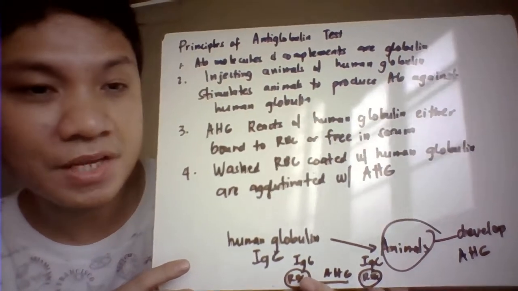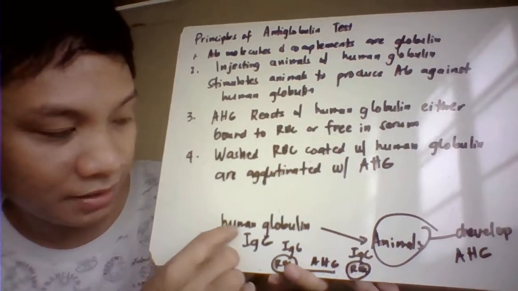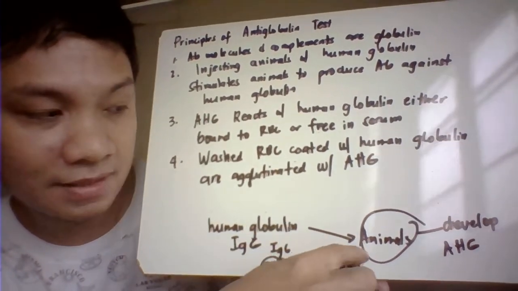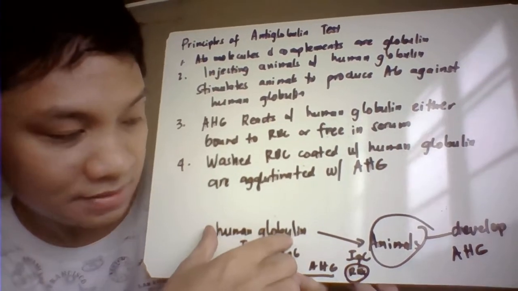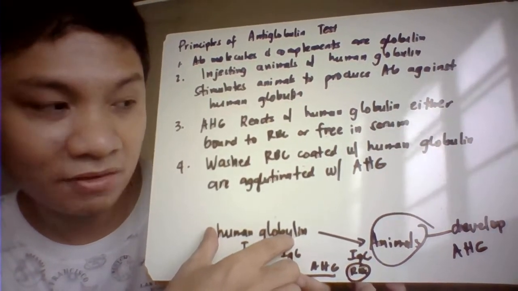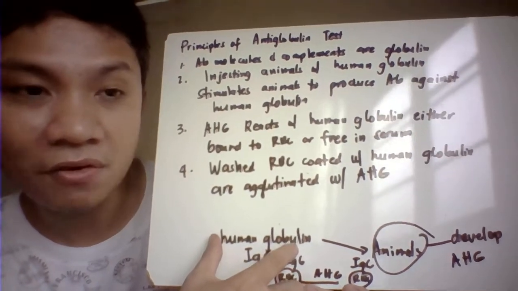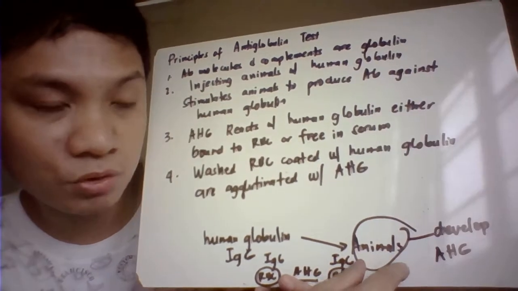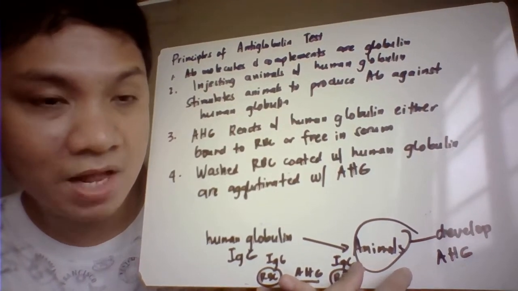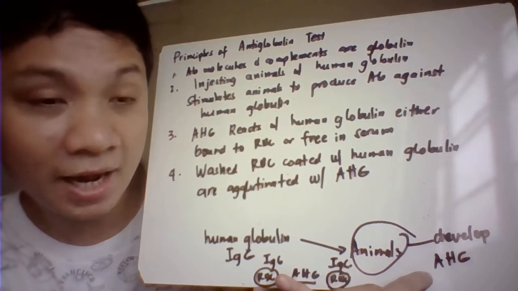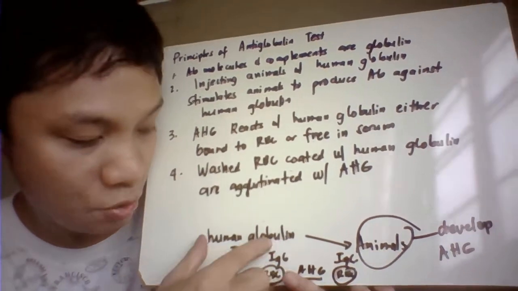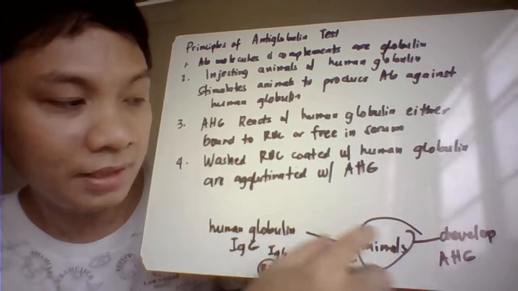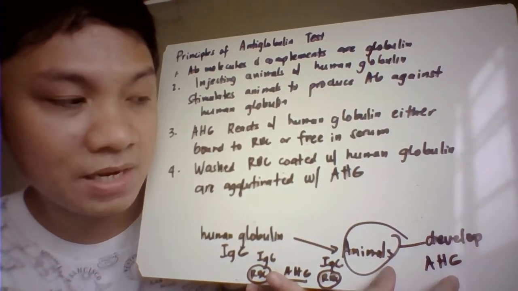How are you going to produce here yung anti-human globulin? So ito lang, human globulin inject natin sa animals since this is human globulin, mean to say this is a foreign substance in your animal. So because of the exposure, your laboratory animal will develop here an antibody. Anong klaseng antibody? Anti-human globulin. Then you harvest this anti-human globulin.